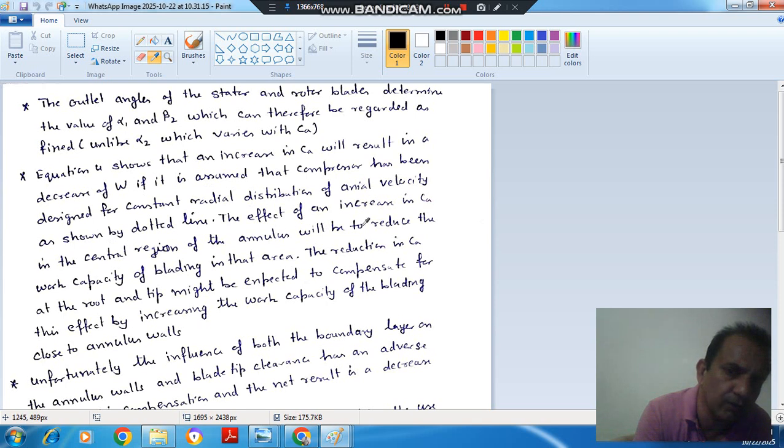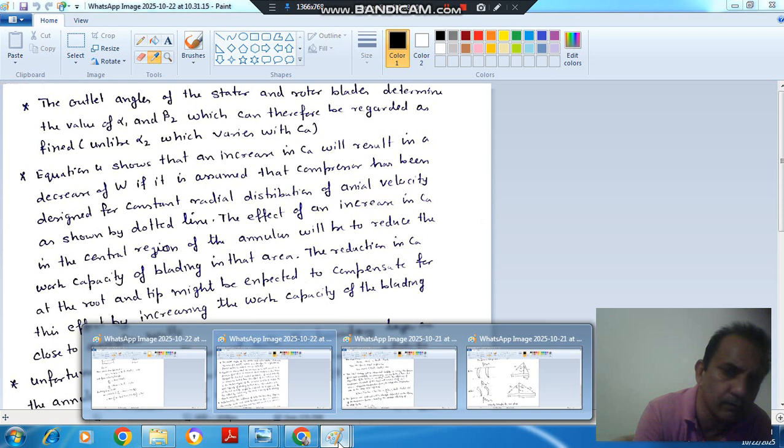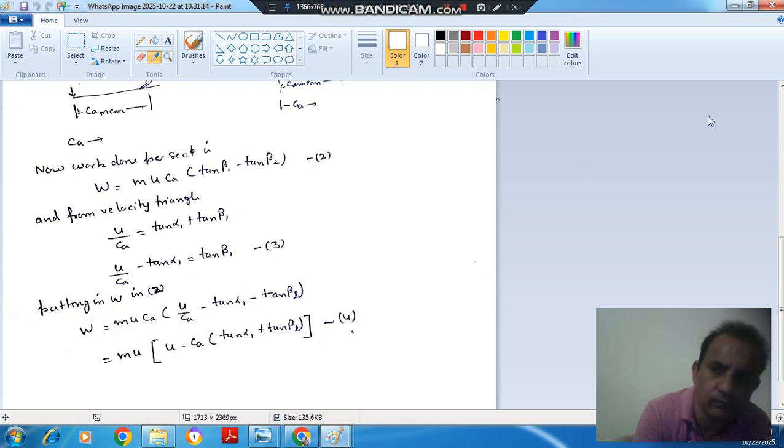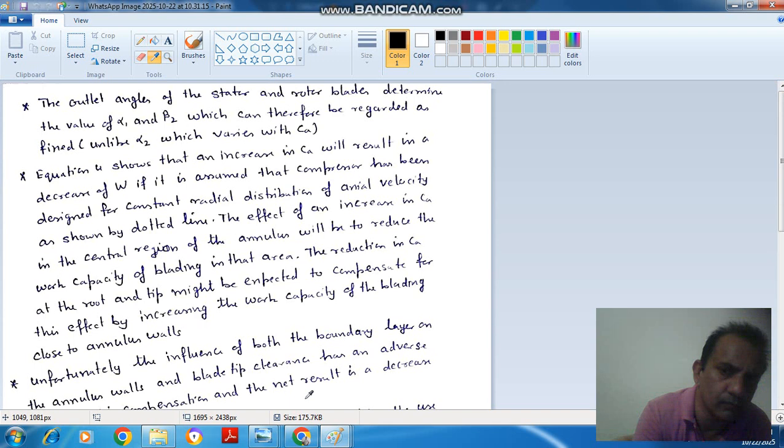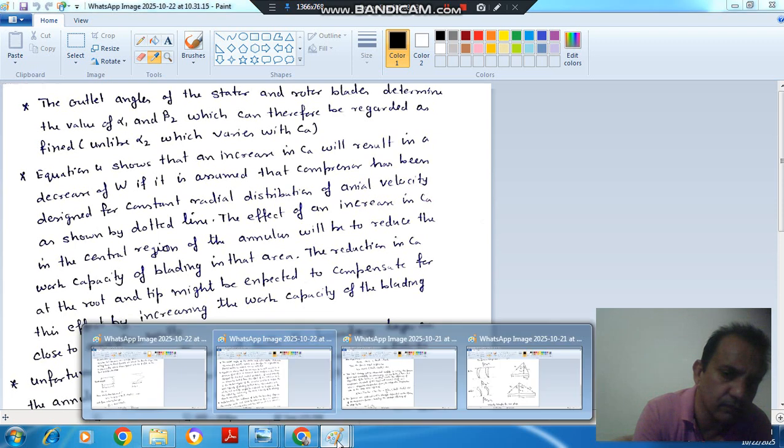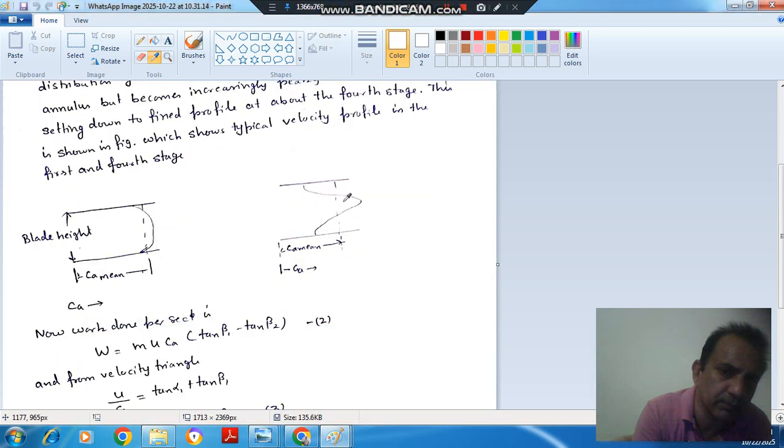The effect of an increase in CA in the central region of the annulus will be to reduce the work capacity in that area. Here or here. The reduction in CA at the root and tip might be expected to compensate for the effect by increasing the work capacity of the blading in those areas. So here work capacity decreases and here it increases.